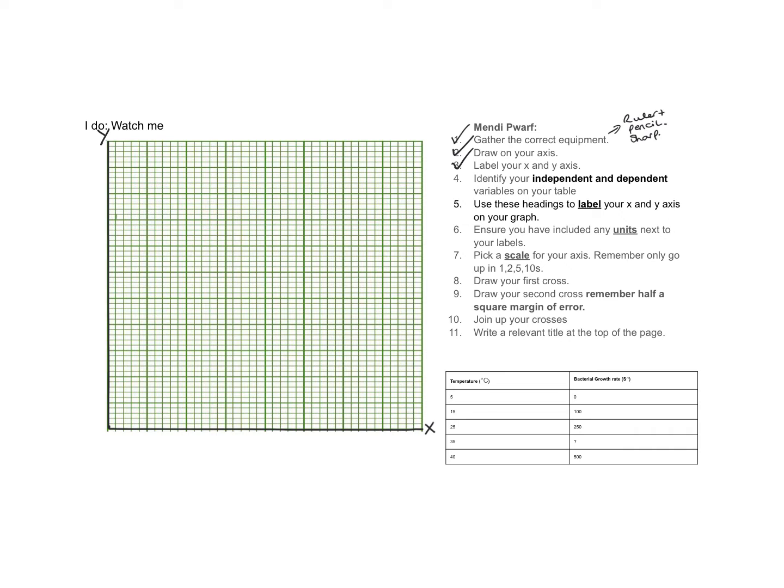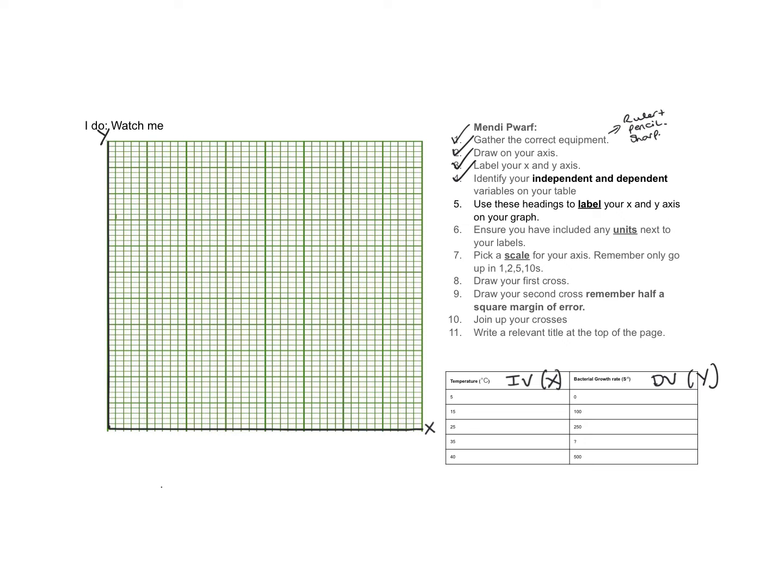Identify your independent and dependent variables. Like I said, your independent variable is always your first one. Your dependent variable is always the second one. Okay. Use these labels on your X and Y axes. X goes first, Y goes second. That's how you would always do it on a table.